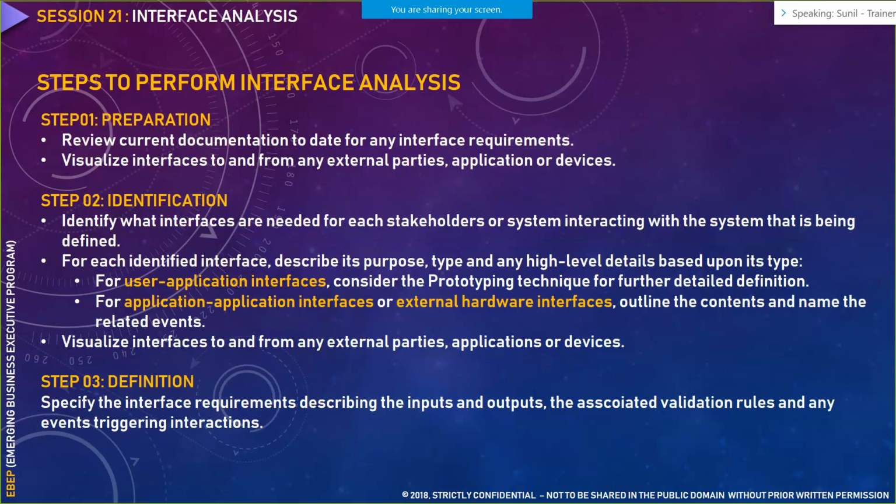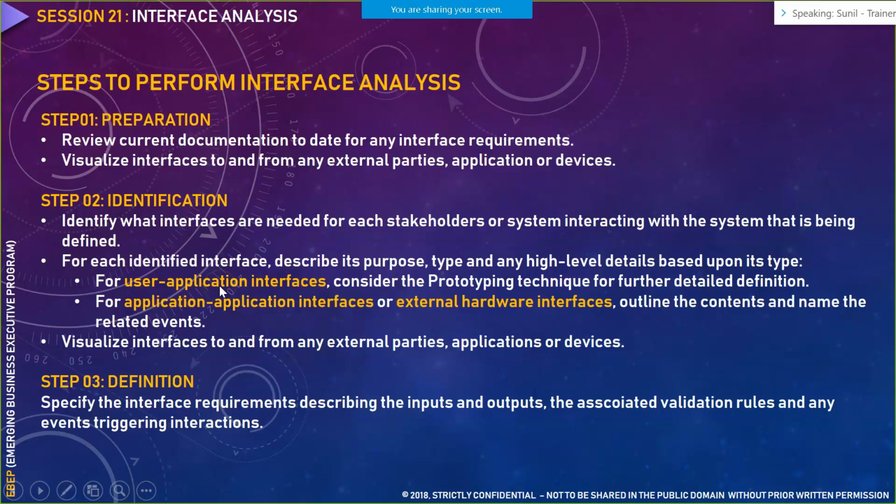Now there would be multiple other users also who would be onboarded into that particular system, like the merchant who is selling the products, the supplier who is supplying the physical products, the distributor who is distributing the products. So how their interface would look, we have to holistically think end to end. Depending on that thinking and visualization, we need to identify whether for a user application interface we need to consider the prototyping technique or not for further detailed information. For an application to application interface or external hardware interface, outline the contents and name related events.